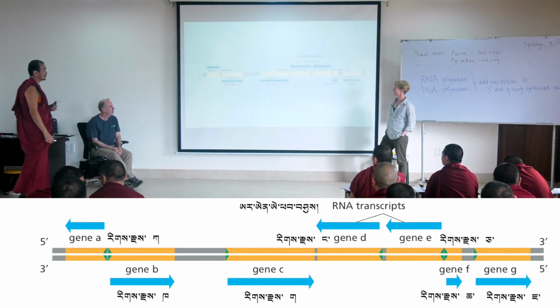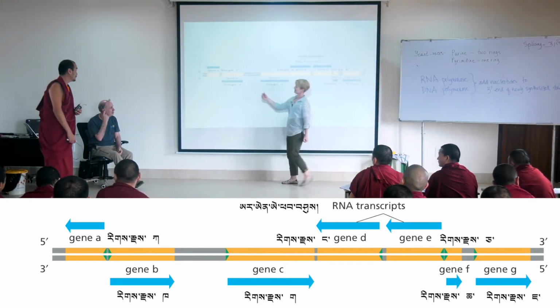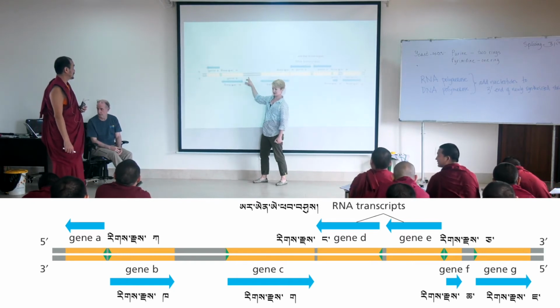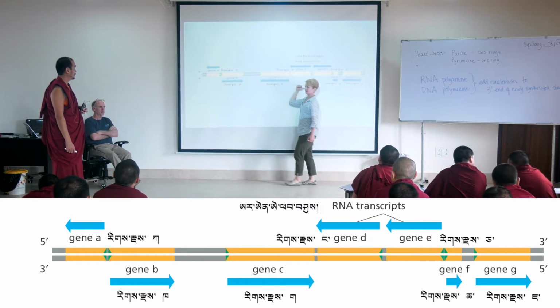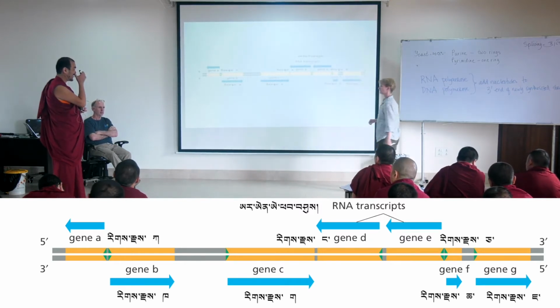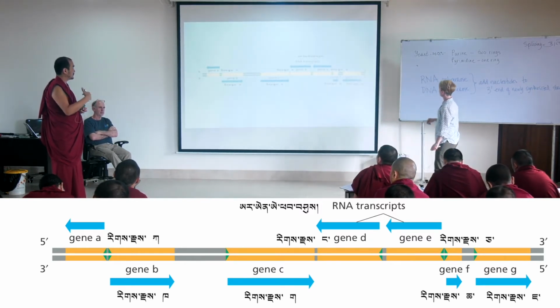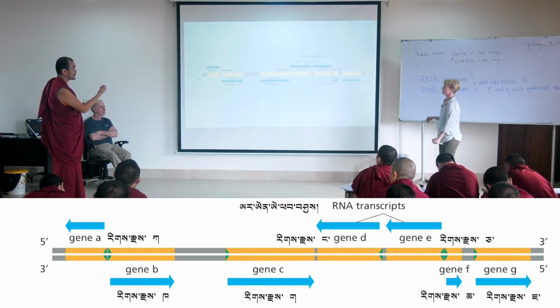There we go. And all the genes that are being copied off this strand that's running 3' to 5' have to be transcribed in this direction, transcribed from 3' to 5'.